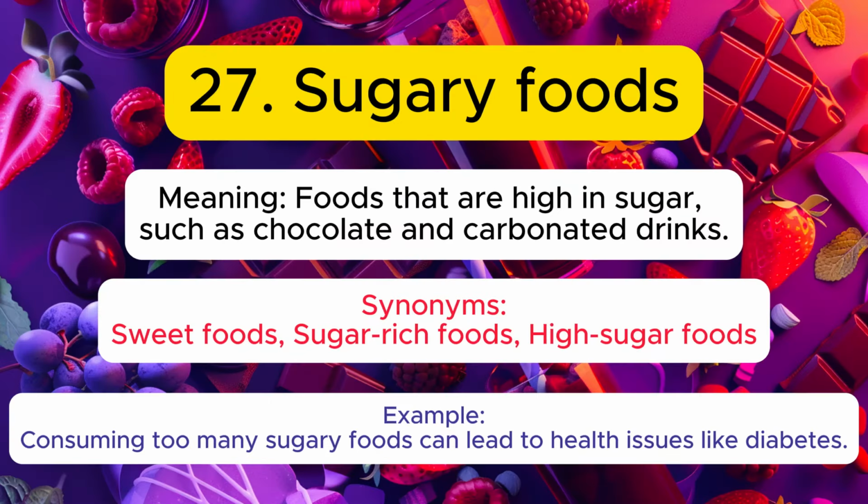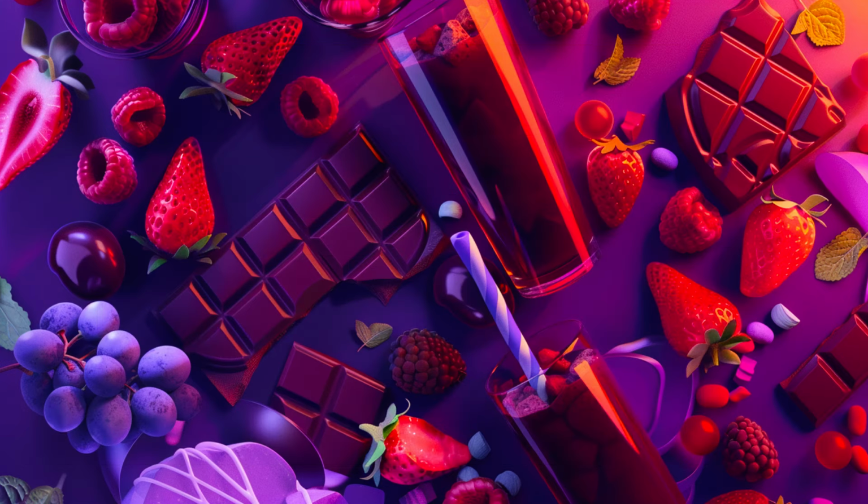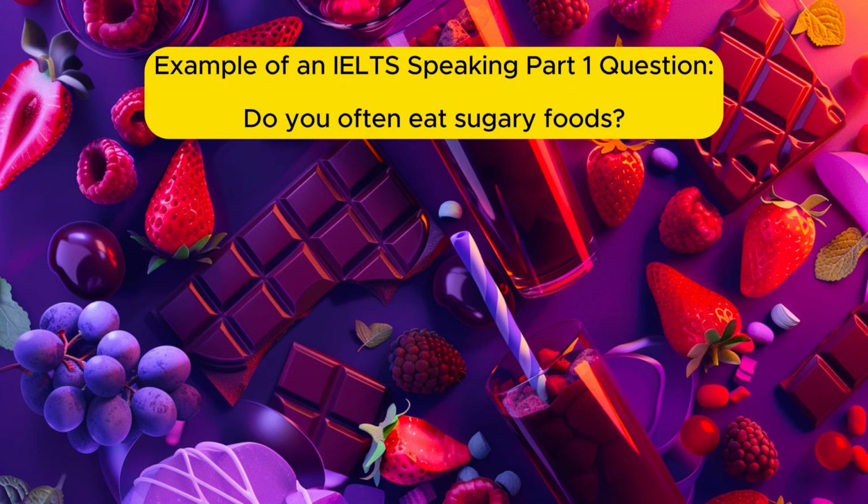27. Sugary foods. Meaning, foods that are high in sugar, such as chocolate and carbonated drinks. Synonyms: sweet foods, sugar-rich foods, high-sugar foods. Example: consuming too many sugary foods can lead to health issues like diabetes. Example of an IELTS Speaking Part 1. Question. Do you often eat sugary foods?